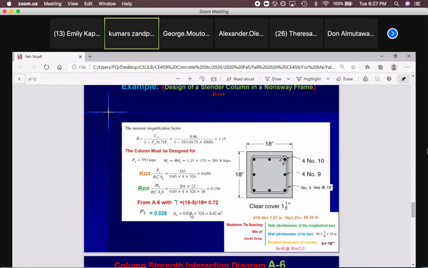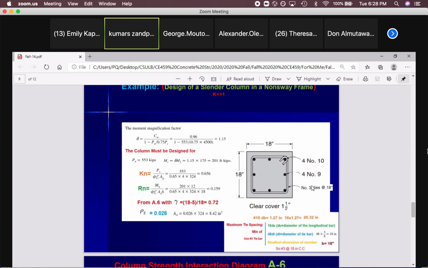Based on this AST, we picked number 10 at corners. Always the biggest one will go to the corner, number 10, and the other 4 will go between those two. For the tie bar, because the maximum bar is number 10 or less, we will go with number 3, always. If we had number 11, you should start with number 4. Just remember from the past: number 3 for up to number 10. After number 10, you should go with number 4.